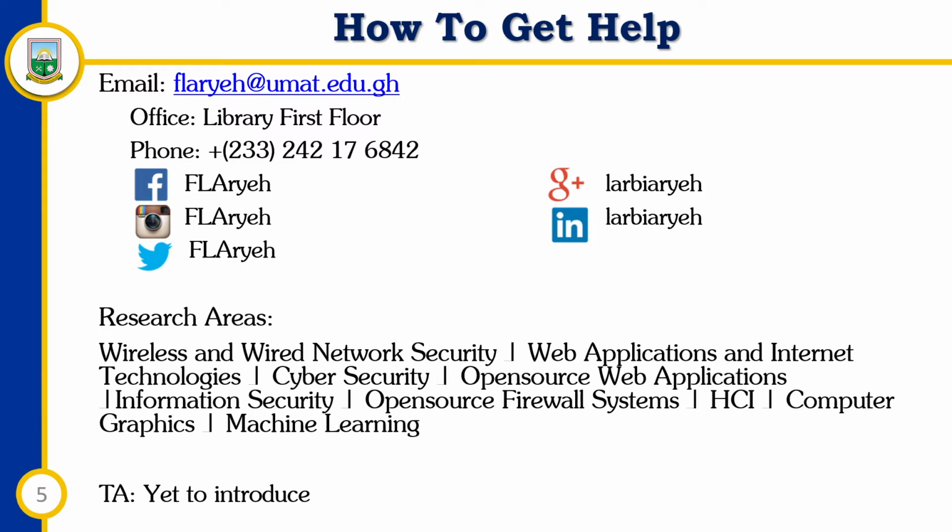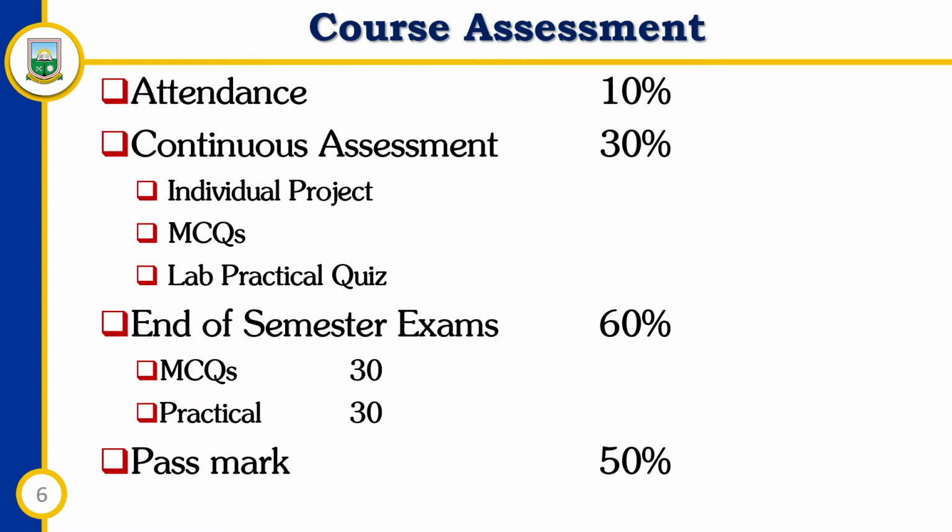Now, as for ways you can reach me, in third year, I believe you already have my contacts. Those who are interested in probably working with me for your final year project, we can start talking ahead of time since we are in the second semester, to get ourselves ready. These are my research areas. At the moment, there is no TA, but I have spotted one individual who might be helping out. He's supposed to get back to me in the course of the week, so I will introduce you to him when that is finalized.